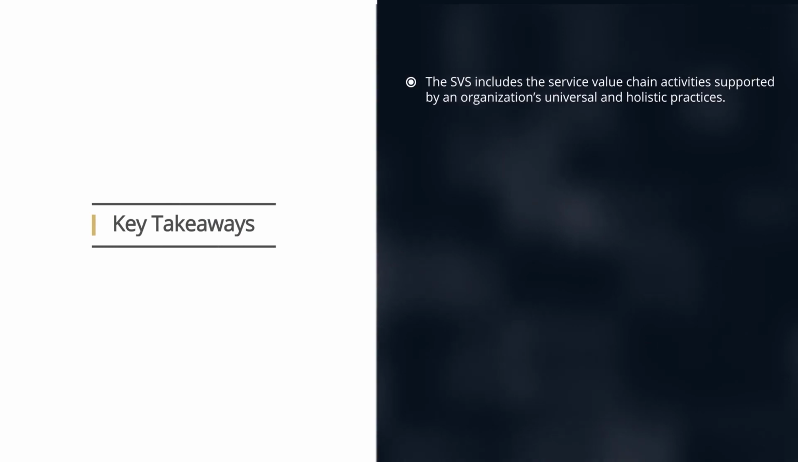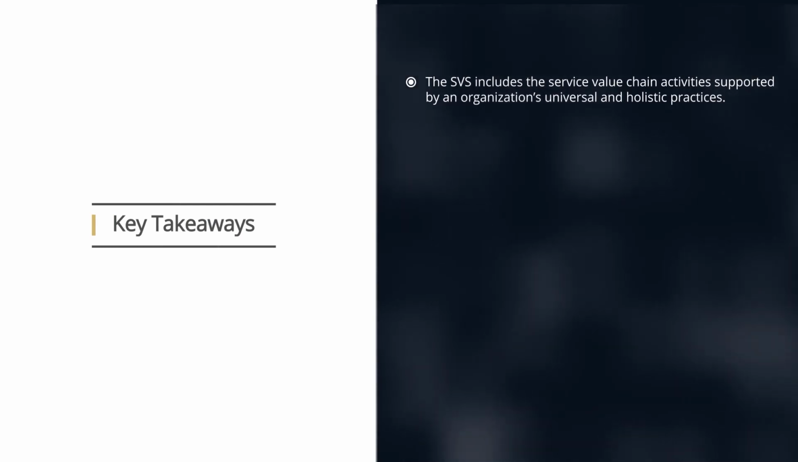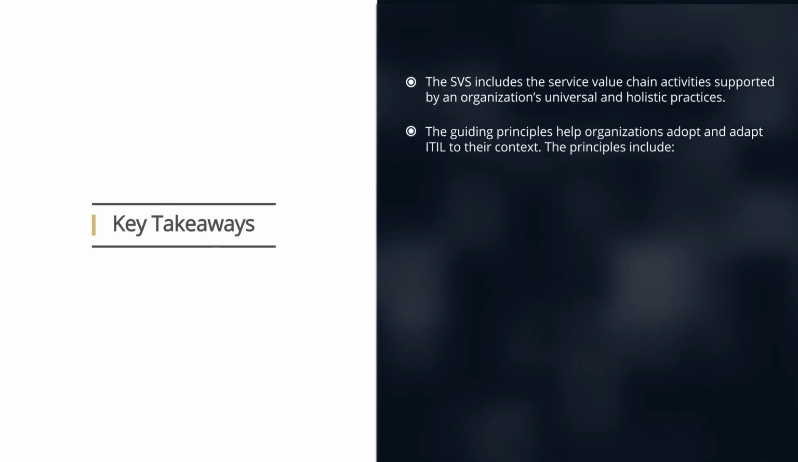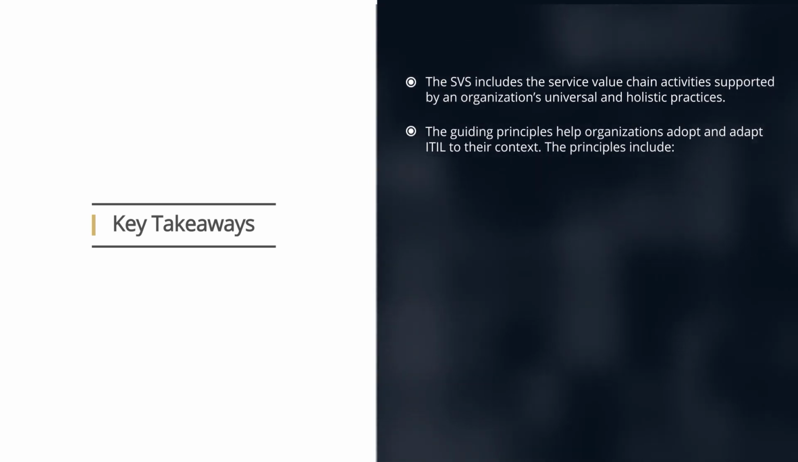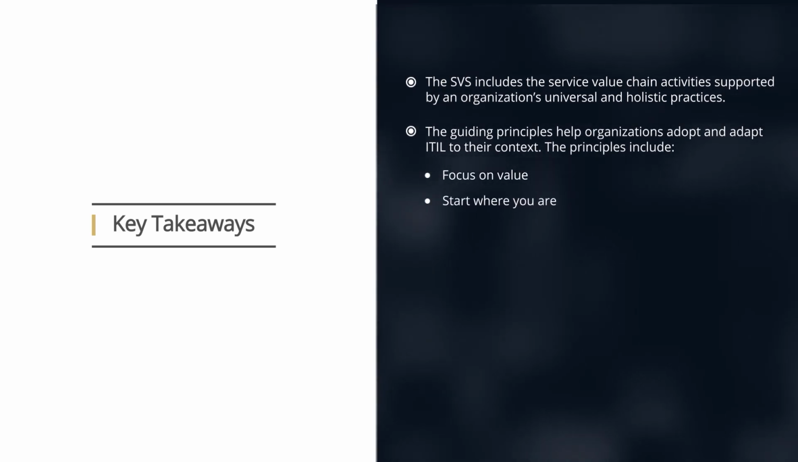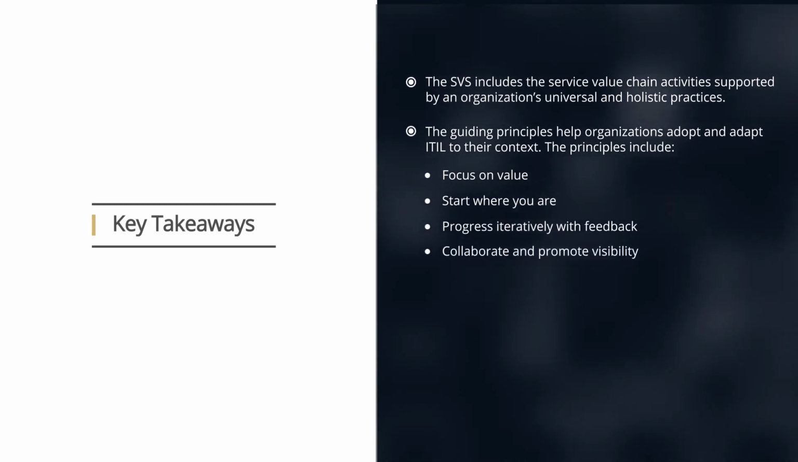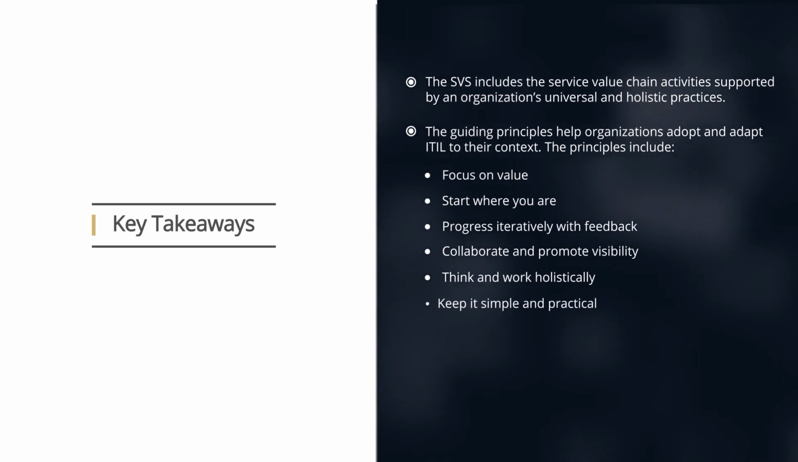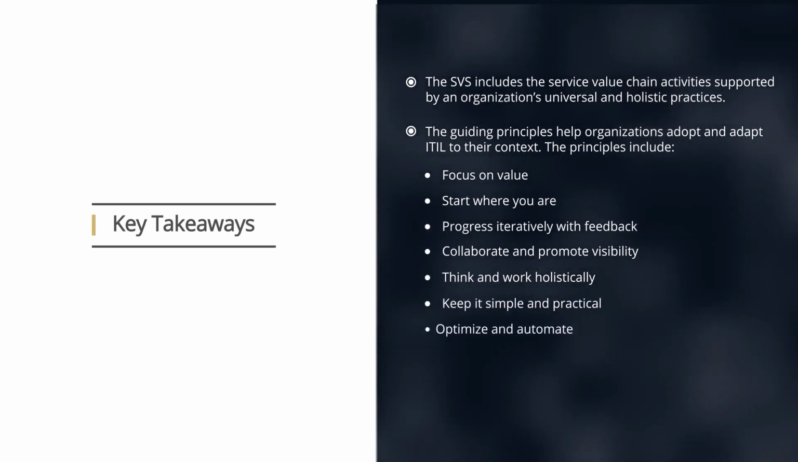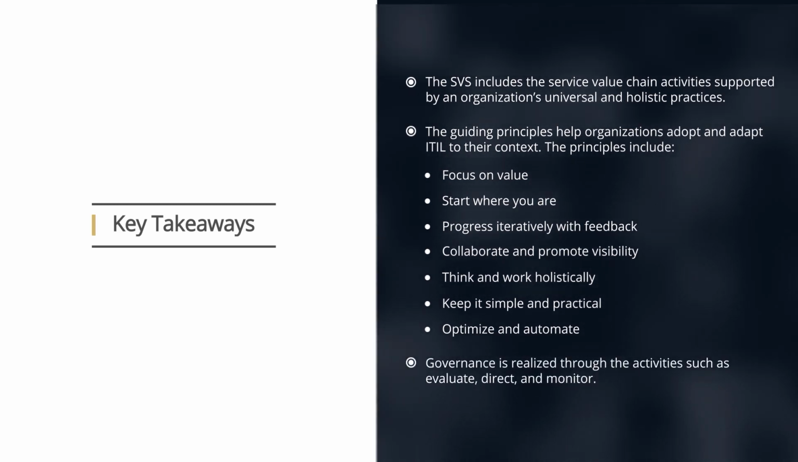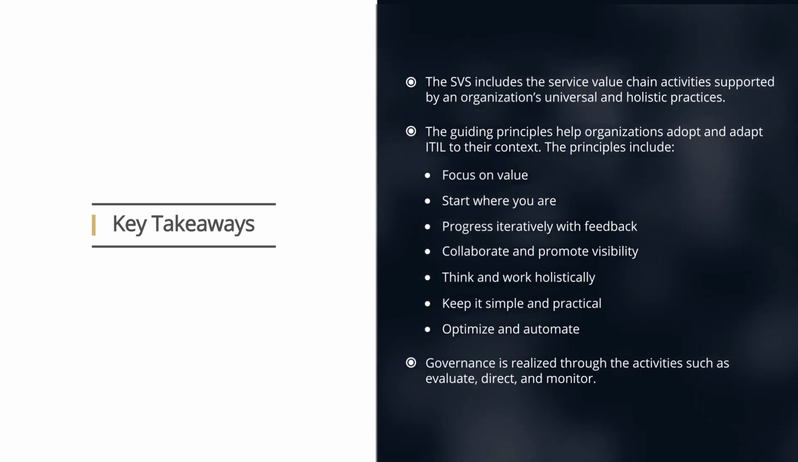Here are the key takeaways. The SVS includes the service value chain activities supported by an organization's universal and holistic practices. The guiding principles help organizations adopt and adapt ITIL to their context. The principles include focus on value, start where you are, progress iteratively with feedback, collaborate and promote visibility, think and work holistically, keep it simple and practical, optimize and automate. Governance is realized through the activities such as evaluate, direct, and monitor.